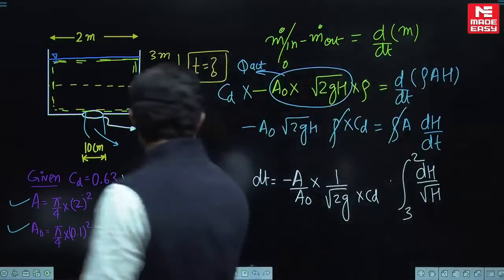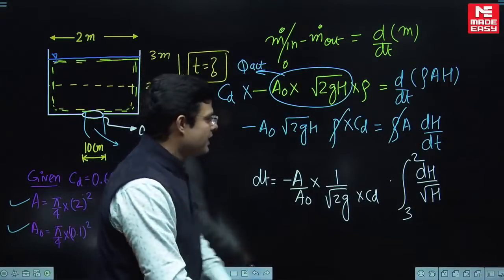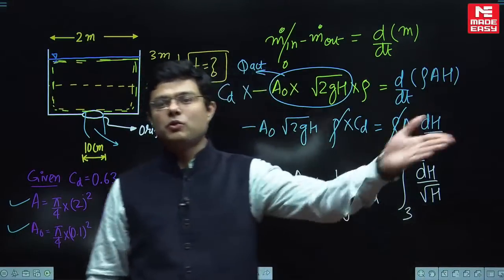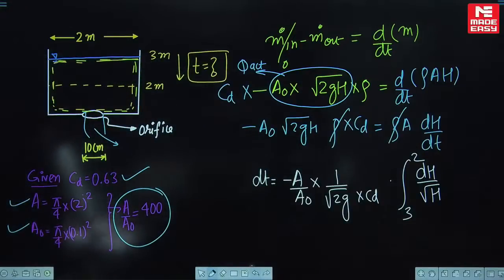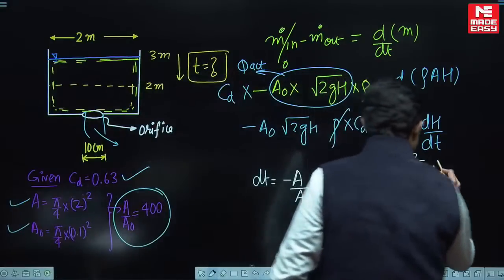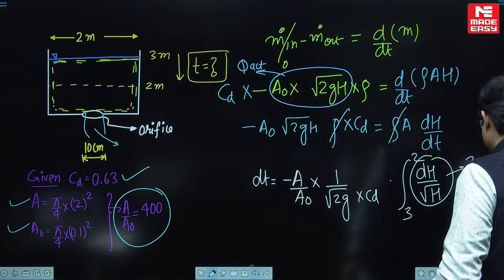A by A naught ratio you guys know. I hope this integration will be 2 root h. So many students have given the correct answer here, I am very happy. Manish, Souvik, Sachin, Akshat, Sanjay, Venkatesh, Pratik, you won my heart, children. So the integration of this is going to come out to be 2 root h.